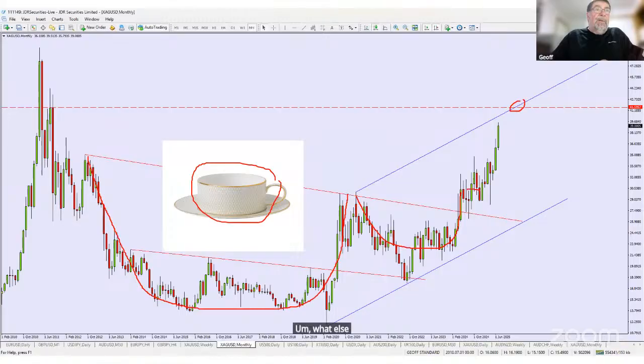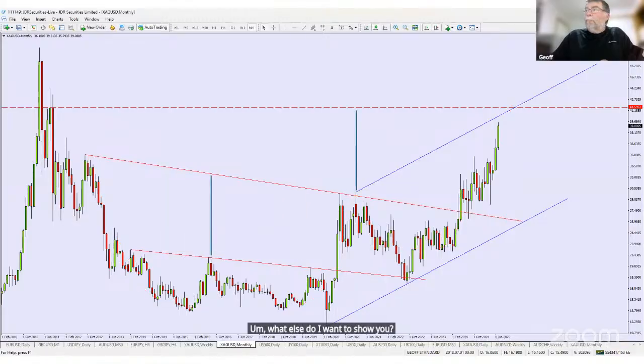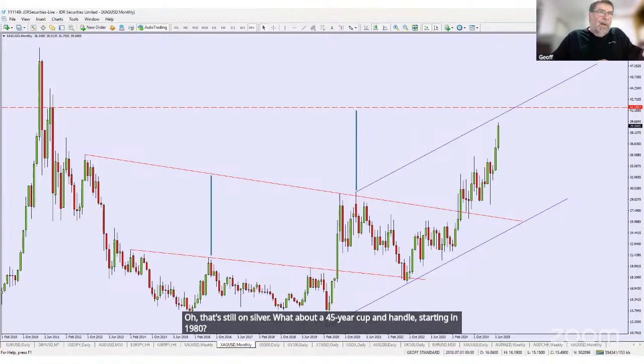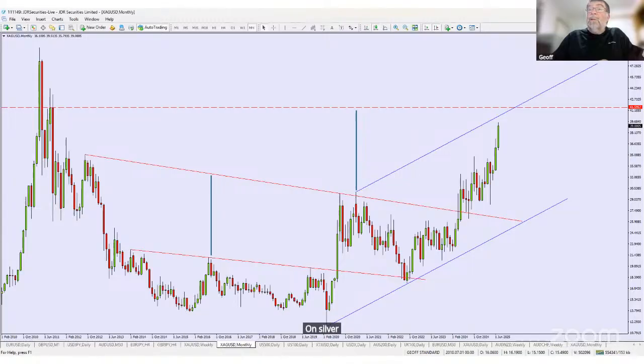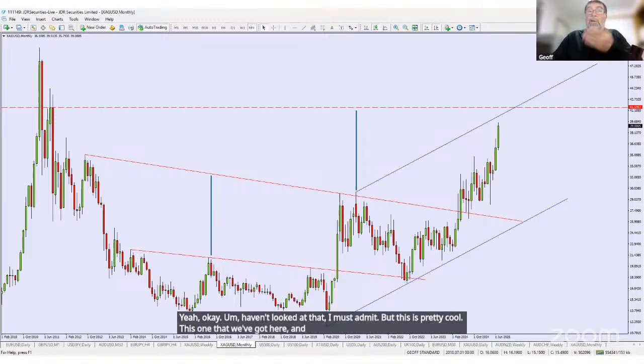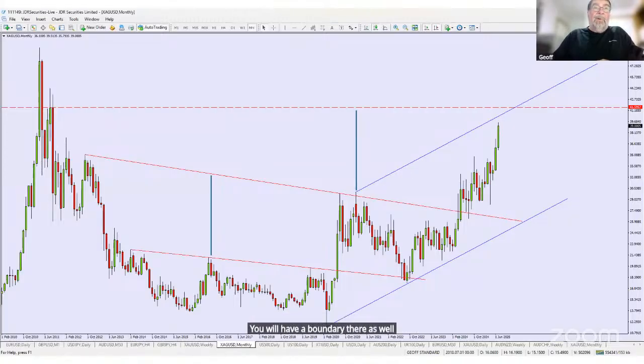What else do I want to show you? Oh, still on silver. What about a 45-year cup and handle starting in 1980 on silver, Aiden? Yeah, okay. Haven't looked at that, I must admit, but this is pretty cool. This one that we've got here, and I would imagine exactly the same thing applies. You'll have a boundary there as well. If you combine the neckline with the cup and handle, you should be able to trade that as well.